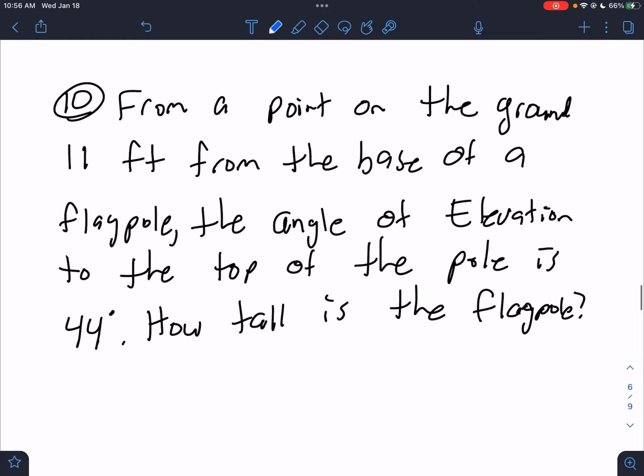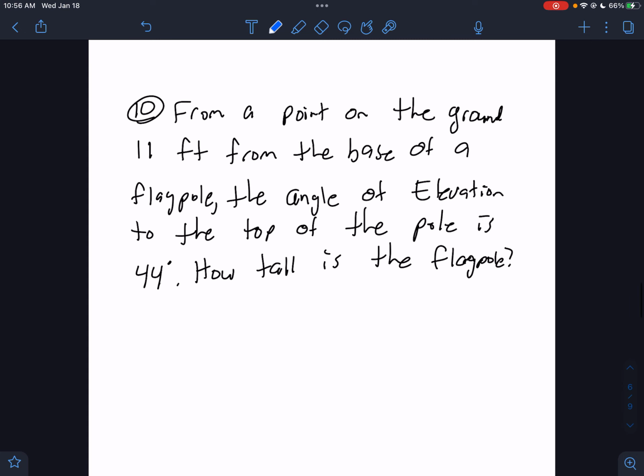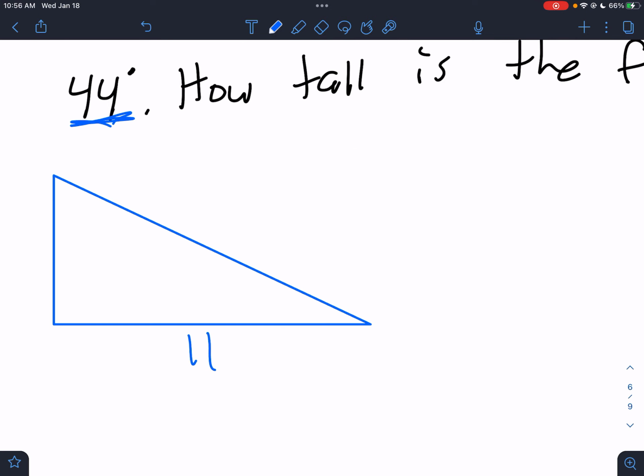So we're going to do these word problems real quick. From a point on the ground 11 feet from the base of a flagpole, the angle of elevation to the top of the pole is 44 degrees. How tall is the flagpole? Well, it mentions angle of elevation, so I'm drawing an elevation triangle. 11 feet from the base of a flagpole, is that going to be vertical, horizontal, or the diagonal? Well, from the base of the flagpole is going to be the horizontal. And a 44-degree angle of elevation, we know this has to go here. How tall is the flagpole? That's going to be my vertical number.